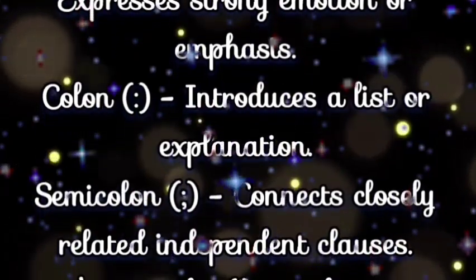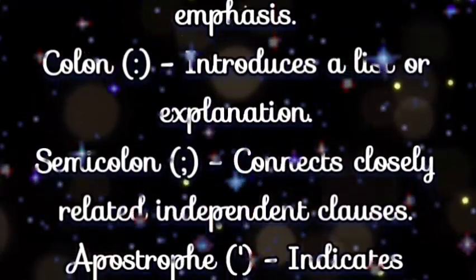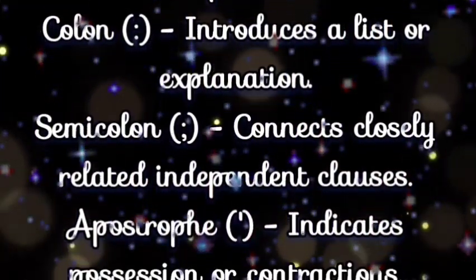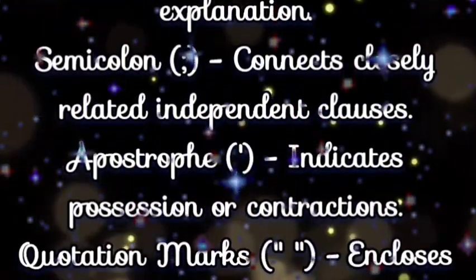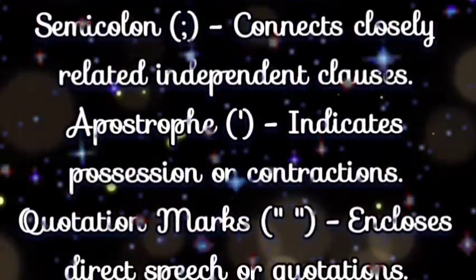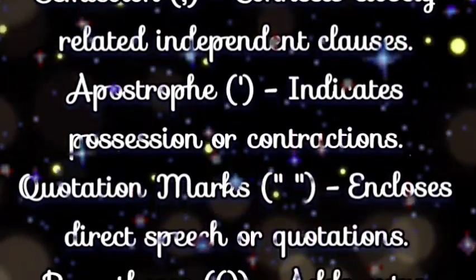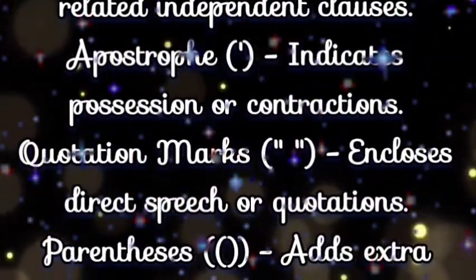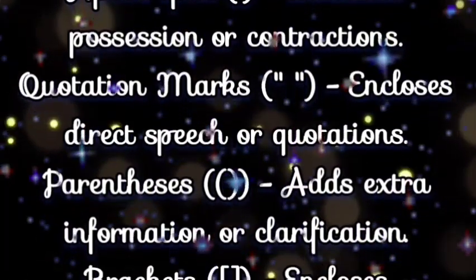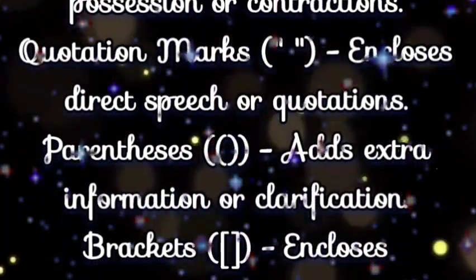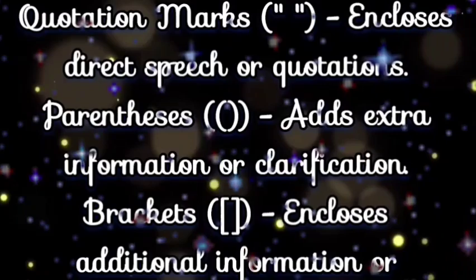Semicolon connects closely related independent clauses. Apostrophe indicates possession or contractions. Quotation mark encloses direct speech or quotations. Parenthesis adds extra information or clarification.